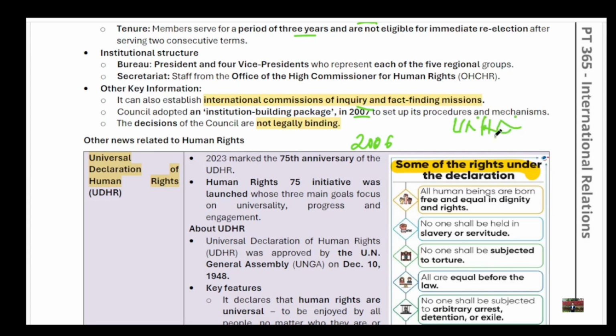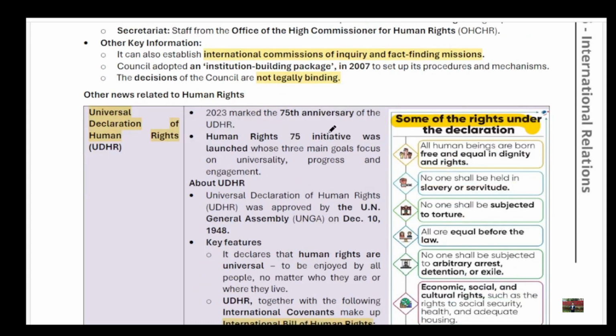The decisions of the council are not legally binding. They are not legally binding, but why do countries consider it very important to join the United Nations HRC? Because it shows the credibility of the nation: if they are part of the UNHRC, the condition of human rights in their countries is well intact.